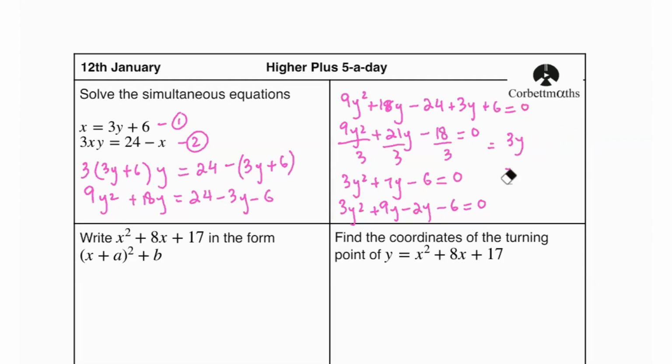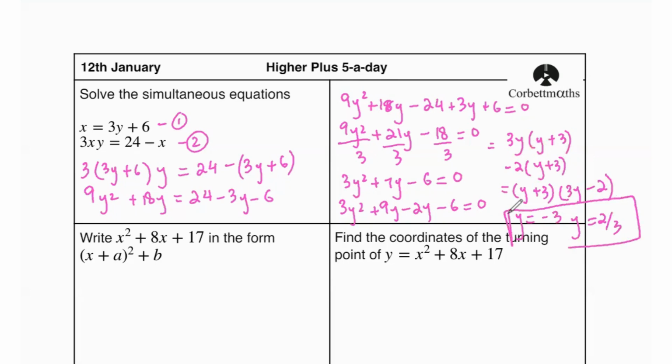In the first group, we have 3y common, so that's going to be y plus 3 in the bracket. And in the second group, we have negative 2 common, so that's going to be y plus 3 again in the bracket. We take y plus 3 common, and the other bracket will have 3y minus 2. So that's your factorized version of this quadratic equation, which means y equals negative 3 and y equals 2 by 3. These are the two values of y.